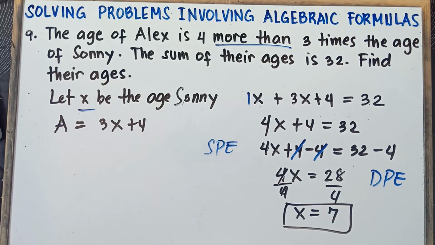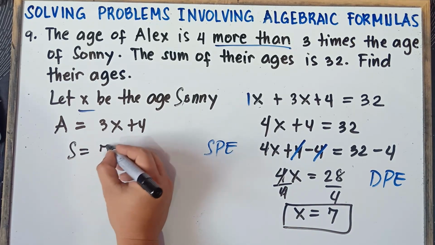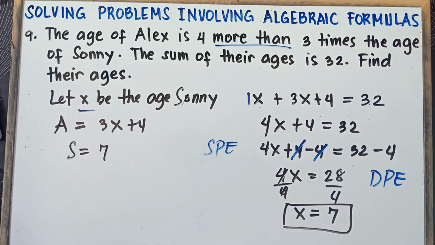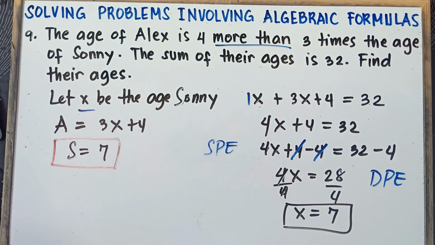So therefore, class, this will be the age of Sonny. So once again, let x be the age of Sonny. So Sonny is equals to 7. So the age of Sonny, that would be 7. So this will be our first answer. Age of Sonny, that would be 7.